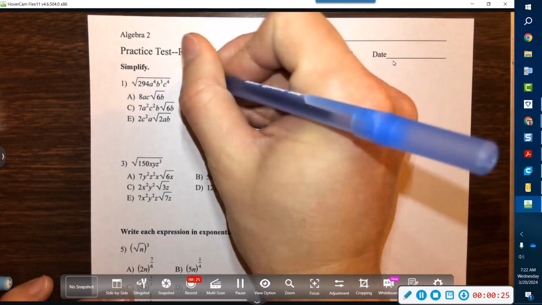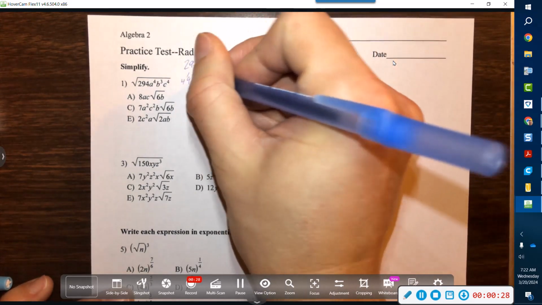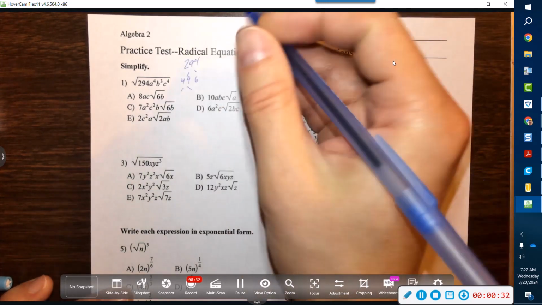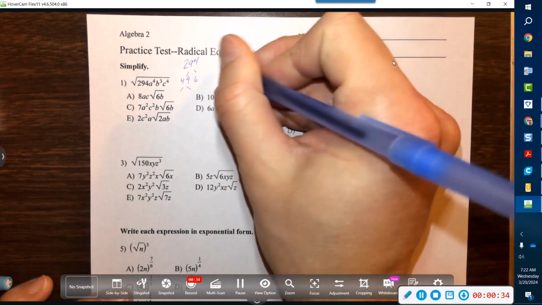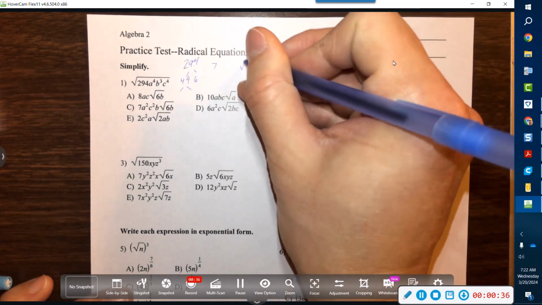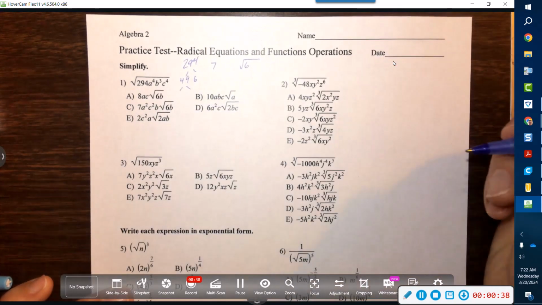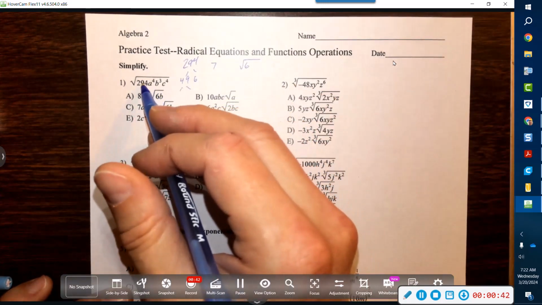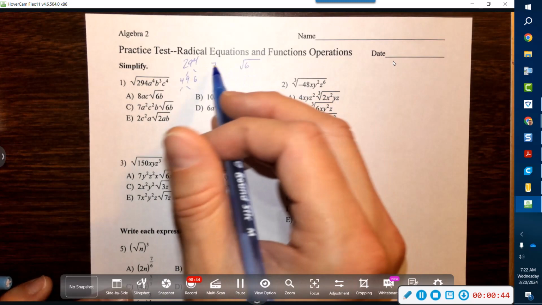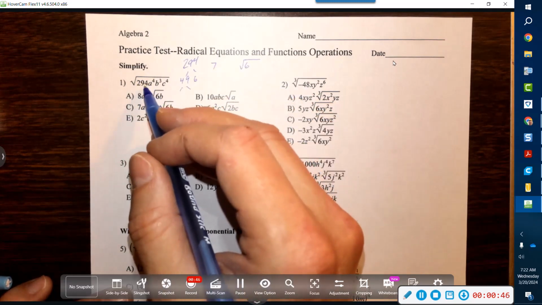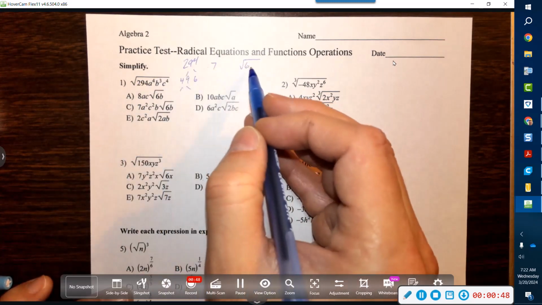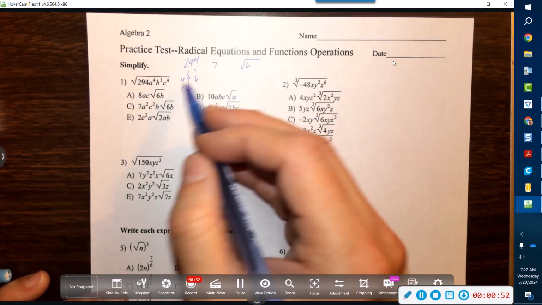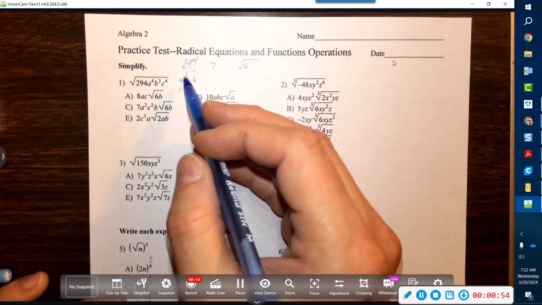So we've got to break down 294. And I know that it's 49 times 6. So that means inside 49 is a pair of 7s. This means that a pair of 7s is coming out, but a 6 is staying on the inside. And then I'll just attack the variables. Now that this is reduced, you can double check this: the square root of 294 is 7 times the square root of 6. You can test it in your calculator, so there's no issue there.